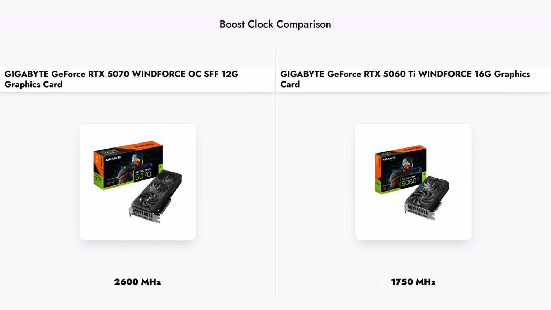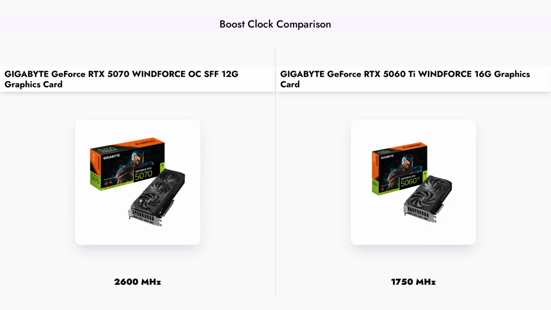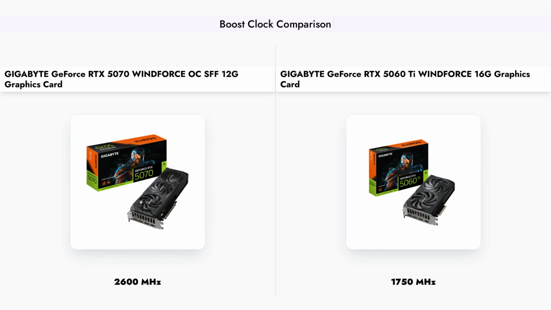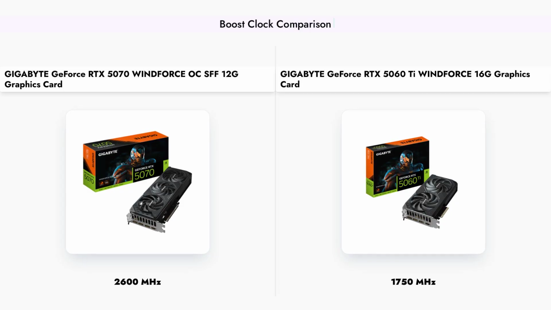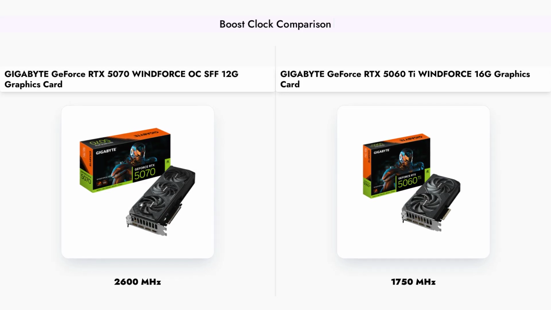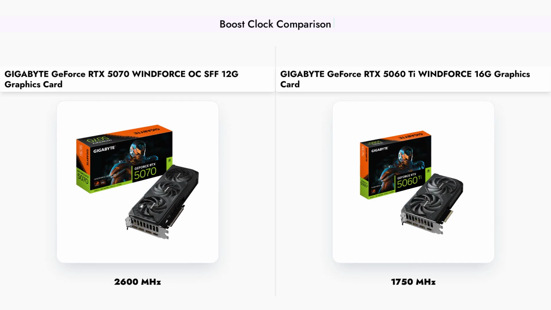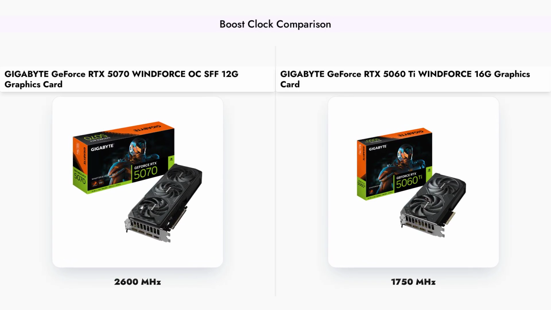The boost clock speed is another critical factor to consider. The GIGABYTE GeForce RTX 5070 has a boost clock speed of 2,600 MHz, significantly higher than the RTX 5060 Ti's boost clock of 1,750 MHz. This higher clock speed can lead to better performance in gaming and other graphics-intensive tasks, providing smoother frame rates and improved responsiveness in demanding scenarios.